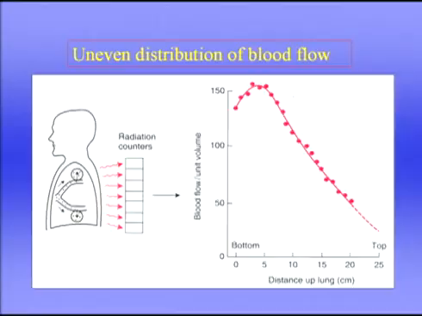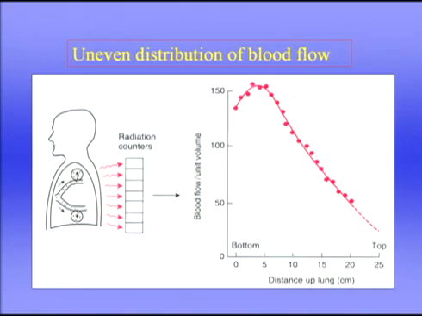Now let's talk about the distribution of blood flow in the lung. We've talked about the total blood flow, but it turns out that the distribution of blood flow in the normal upright human lung is very uneven. And this shows how this can be. This is one way in which this can be measured.